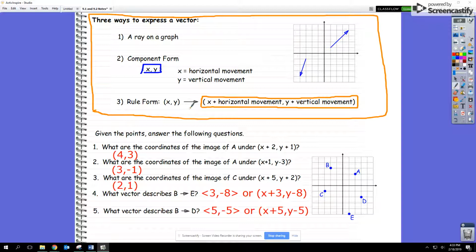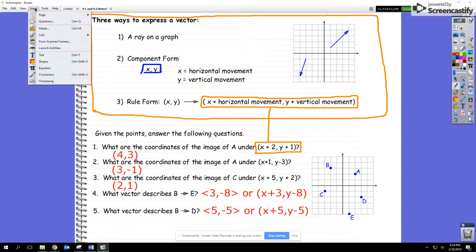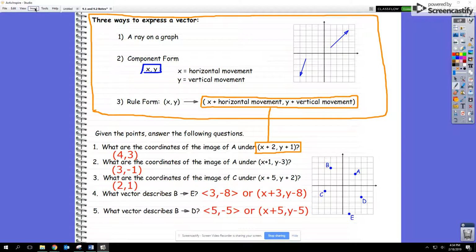So if we look at number 1 down below, it says, what are the coordinates of the image of A under x plus 2, comma y plus 1? And so let's make a connection here. This is in rule form. So that means what follows x is the horizontal movement. That is a positive 2. And because that is a positive 2, that means it's going positive horizontally. And so what we need to remember is on our xy coordinate plane, when we move right, that is positive. So this is just a fancy way of saying we're going to go right 2 units.